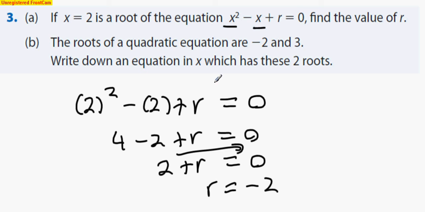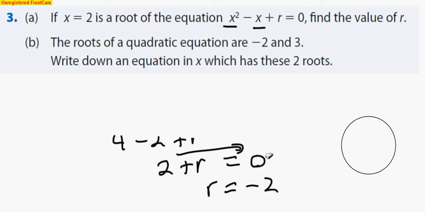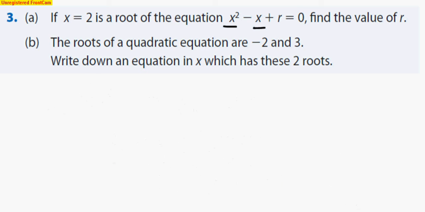Now, the next one. The roots of a quadratic equation are minus 2 and 3. Write down an equation in x which has these two roots. This is basically going backwards. So we start off at the end, I mean. So x equals minus 2, x equals 3. This is what roots means.